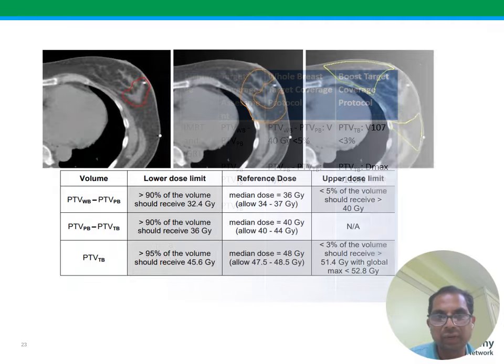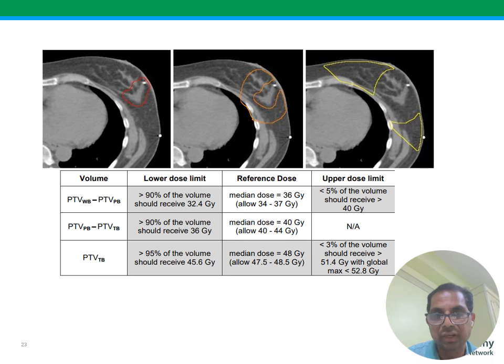So this is what I'm saying. This is the highest risk, which got 48 gray. This is the intermediate risk or high risk, which is a partial breast, which got 40 gray. And this yellow volume is what they give 36 gray. And if you look at it, they accepted median dose of 36 gray to this yellow volume, median dose of 40 gray to this orange volume, and median dose of 48 gray to this highest risk volume.